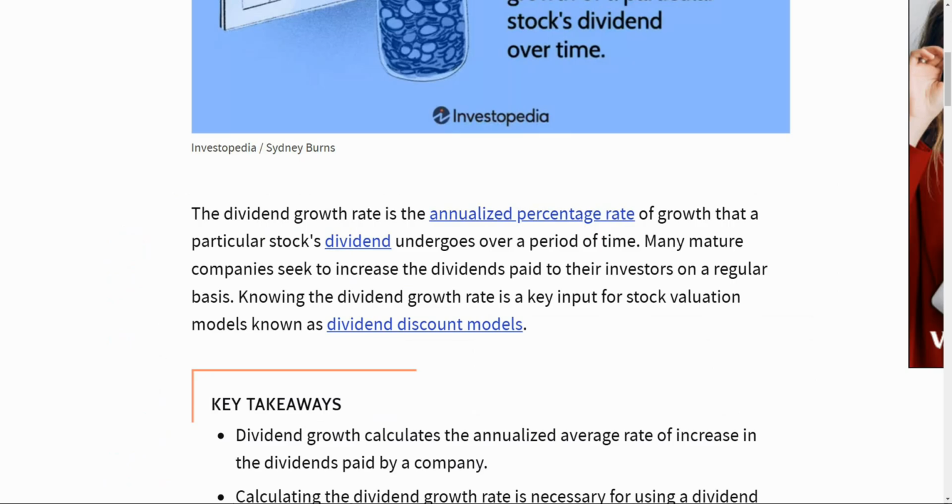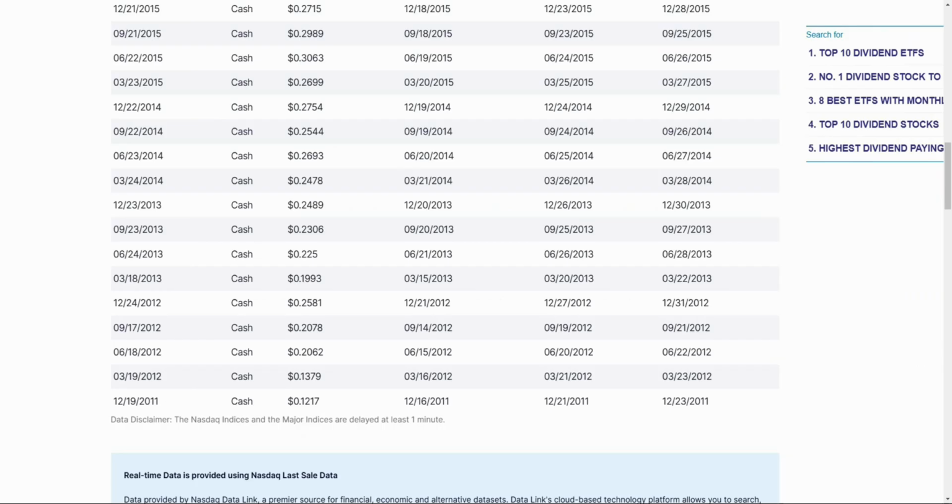Another extremely important number when it comes to dividend investing is the dividend growth rate, and that is simply the annualized percentage rate of growth that a particular stock's dividend undergoes over a period of time. And the most simple way to illustrate this is to simply look at a history of dividends. So I am back to using SCHD as an example.